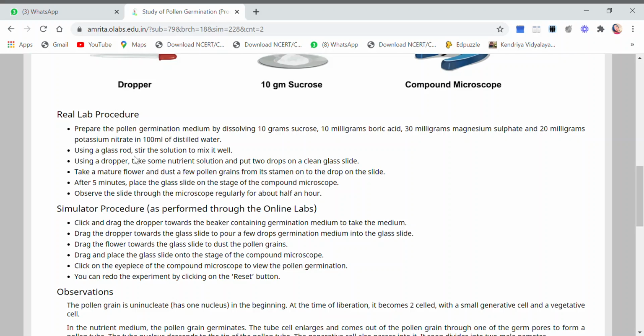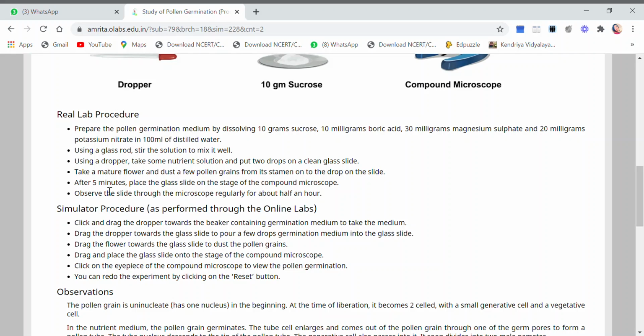Now using a glass rod, stir the solution to mix it well, and using a dropper, take a few drops of the nutrient solution that you have made just now and put 2 drops on a clean glass slide. Now take a mature flower and dust a few pollen grains from its stamen on the drop on the glass slide. On the drops of the nutrient medium that you have taken, you have to dust a few pollen grains, right?